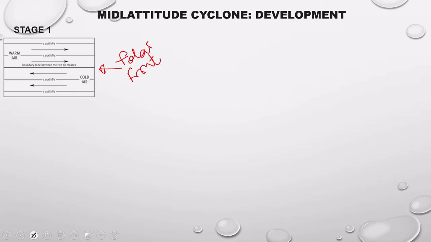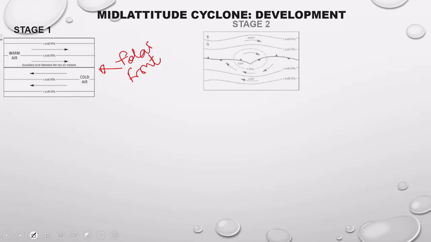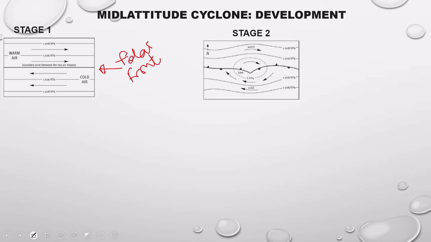Now, that's the problem. Remember that the polar front will not remain straight forever. It will be disturbed. The moment it is disturbed, we are now moving to the next stage, which is stage 2, but it's got a name. It's called the developmental stage, or you can refer to it as the wave stage. Now you can see the wave there. That's how it shows in the synoptic weather chart.